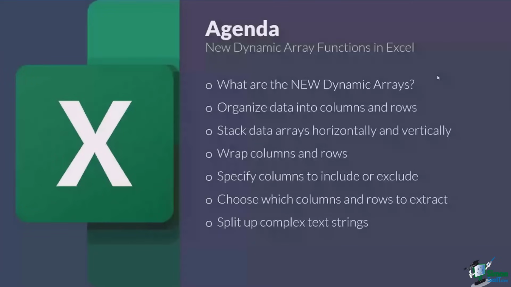We're going to organize data into columns and rows. We're going to stack data arrays horizontally and vertically. We're going to see how we can wrap columns and rows, how we can specify columns to include or exclude. And we're going to be able to choose which columns and rows to extract. And finally, we have probably my favorite functions of the bunch. We have some text functions that are going to help us split up complex data. So these functions are really useful.